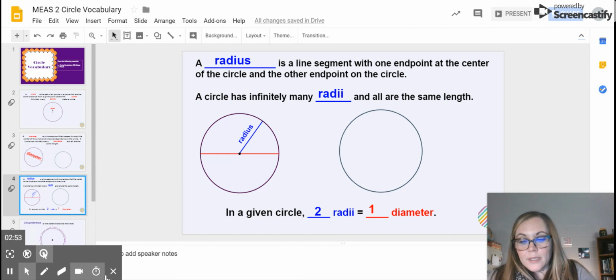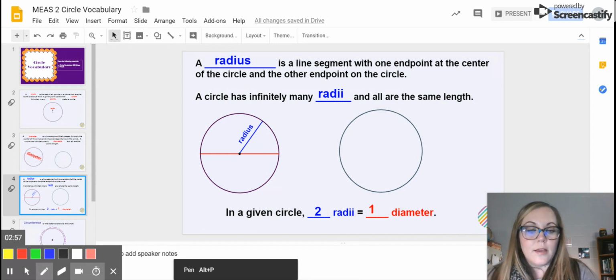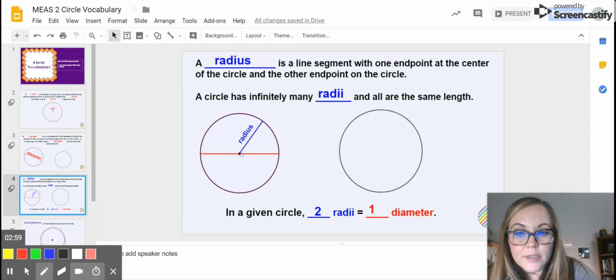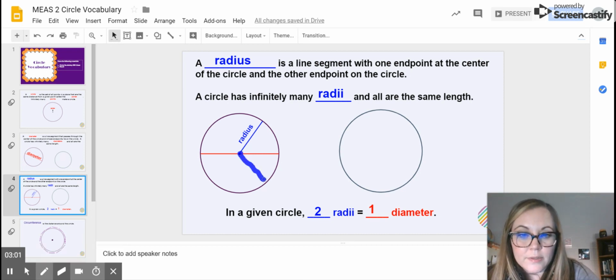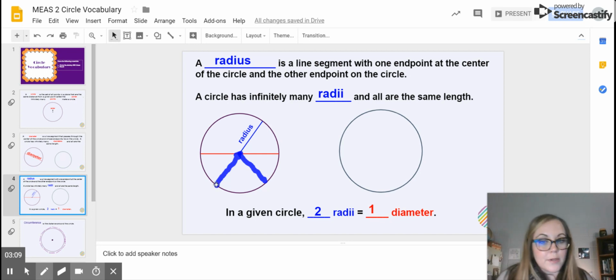So what that means is if I get a blue pen and I go from the center here and out, that is also a radius. I could go from the center here and go out that way. That also represents the radius. Okay. In a given circle, 2 radii, that's plural for radius, equal 1 diameter. So what do I mean by that?